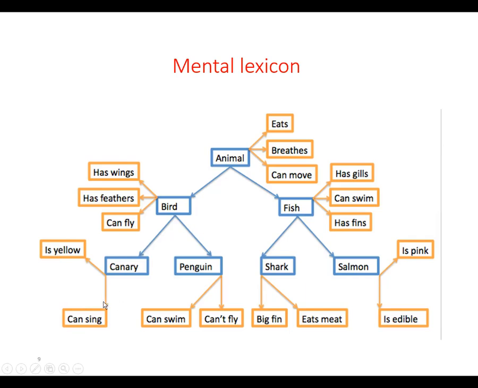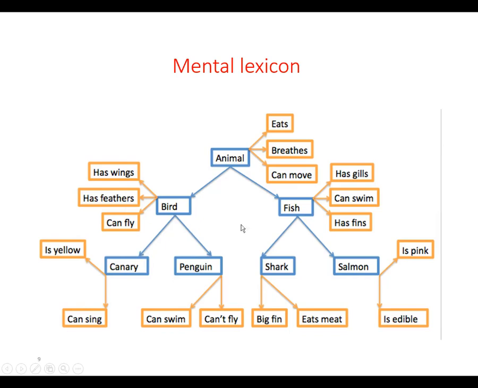So we can have birds which can sing, but not all birds can sing. Okay, penguin can swim. That's great, you know. So some birds can swim, such as penguin, but it can't fly. Does this mean that penguins are not birds? They are, but they are not the best example we can offer.